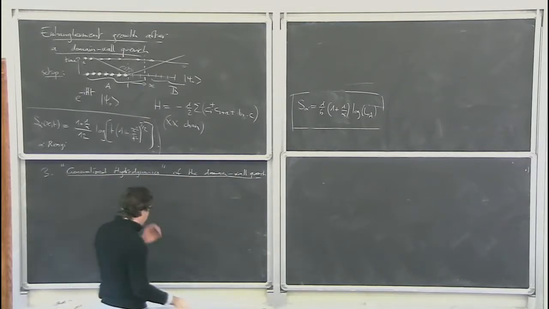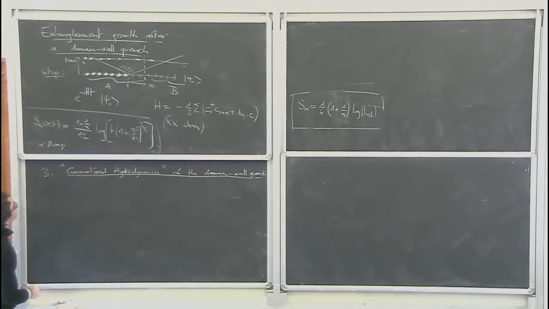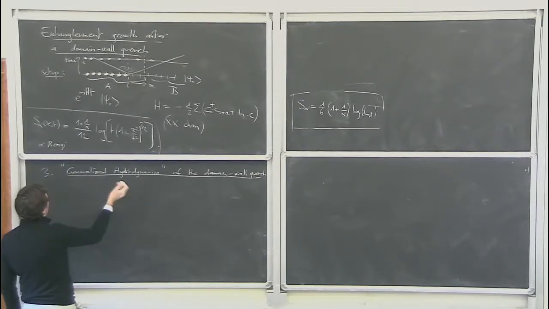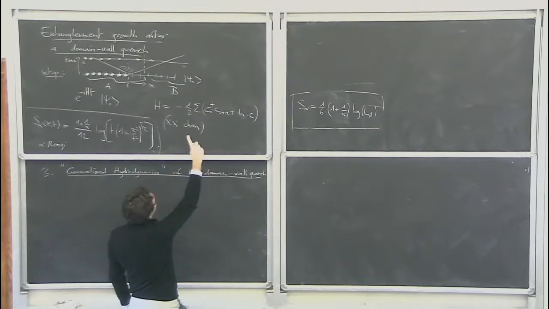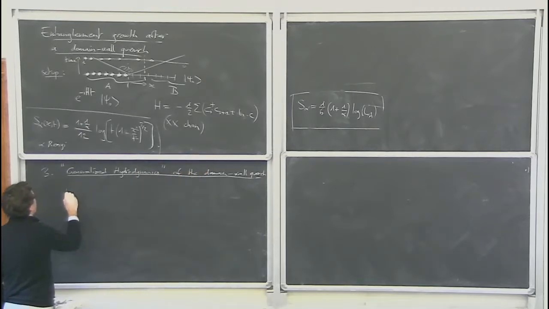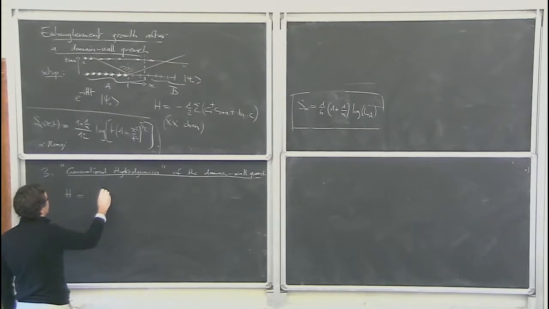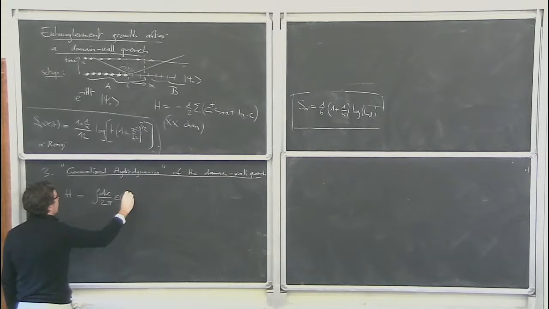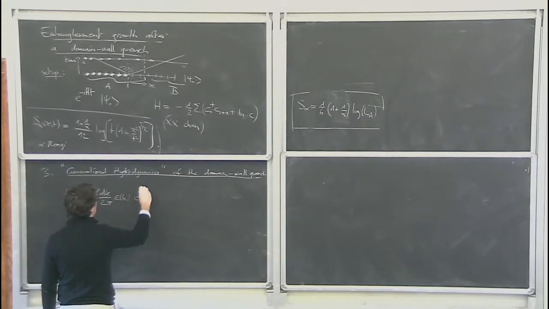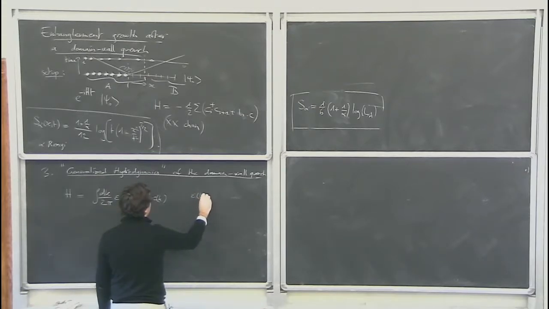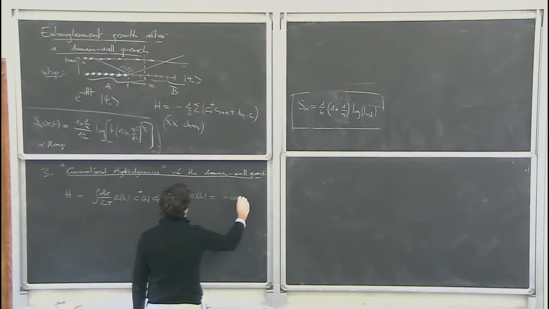And you will see that in that case, it's particularly easy. So the Hamiltonian of the XX chain here can be diagonalized by going to Fourier space. So, in Fourier space, this is this, where epsilon of k is minus cosine k.